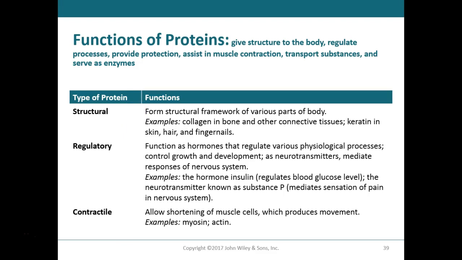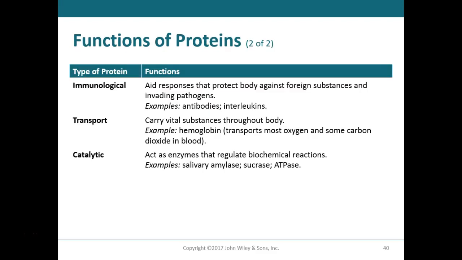You have regulatory proteins that work as hormones that drive physiological processes, help to control the rate and the way that the body grows and develops. Some of them act as neurotransmitters that mediate and cause responses in the nervous system. And some of them are contractile proteins as well. Contractile proteins are going to be the actin and the myosin that are involved in shortening muscle cells, which causes that muscle to contract and allows us to move.